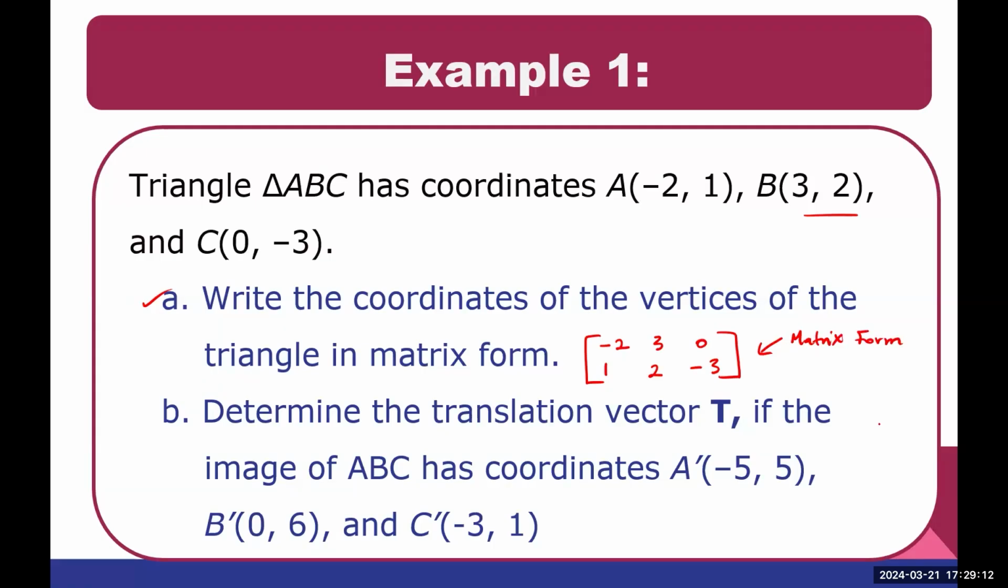Now, here's the tricky part. This says, determine the translation vector T if the image of triangle ABC has coordinates. Now, what is the image? The reflection. Well, in this case, what would it be, seeing that we're focusing on translation?